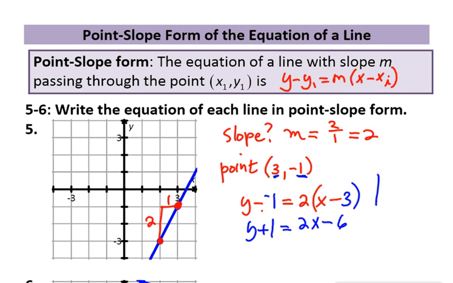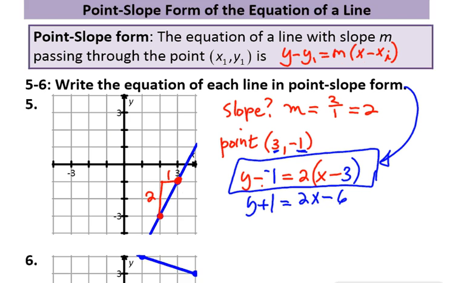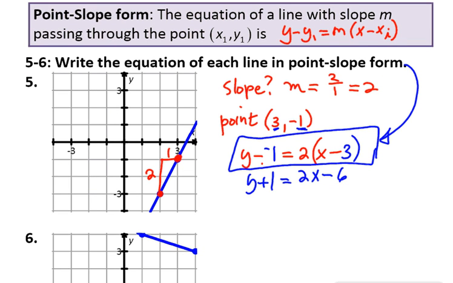Sometimes you're given, so this is the answer to that problem. Write it in point-slope form. So sometimes we might need to take that equation and change it into slope-intercept form. So to change it into slope-intercept form, I'll write that note here. Let's change to slope-intercept form. We need to solve it for y.